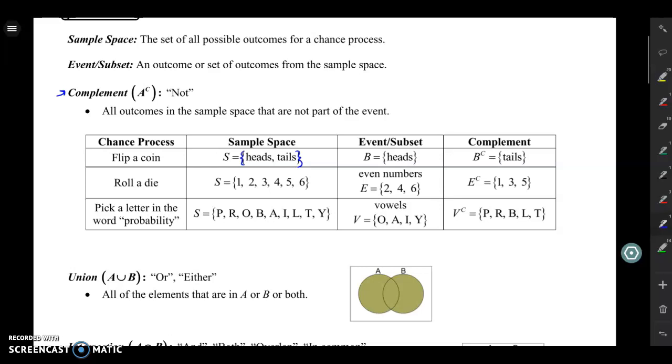Okay, I'm going to let you go ahead and look at this third example of picking a letter in the word probability.